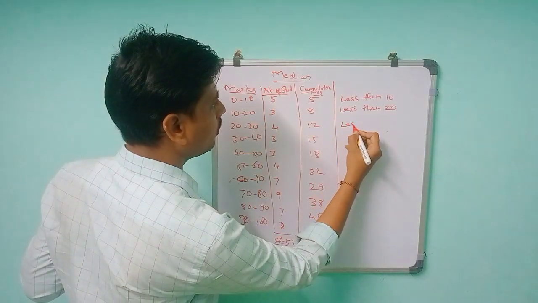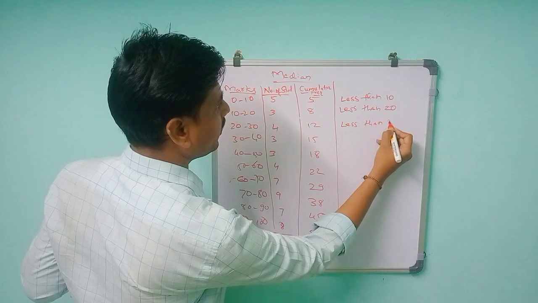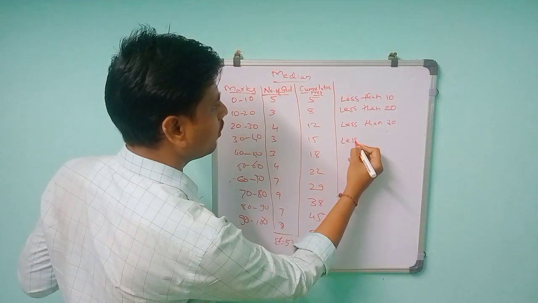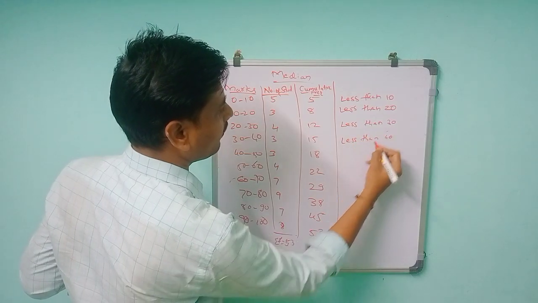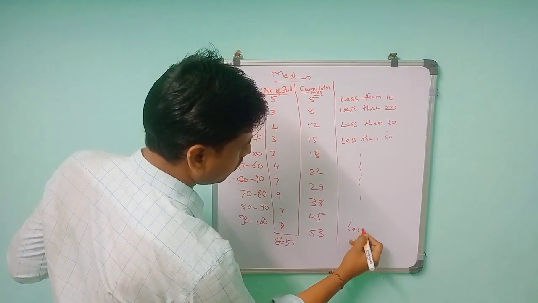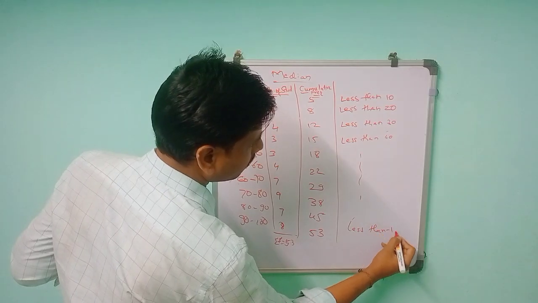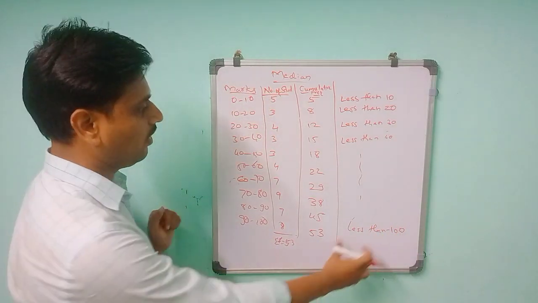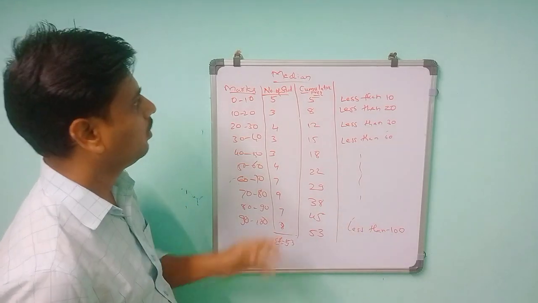Then less than 30 means adding this 3, so 12. Then less than 40, like that. Less than 100 means they got 53. 53 students got less than 100 marks. So this is the less than type.